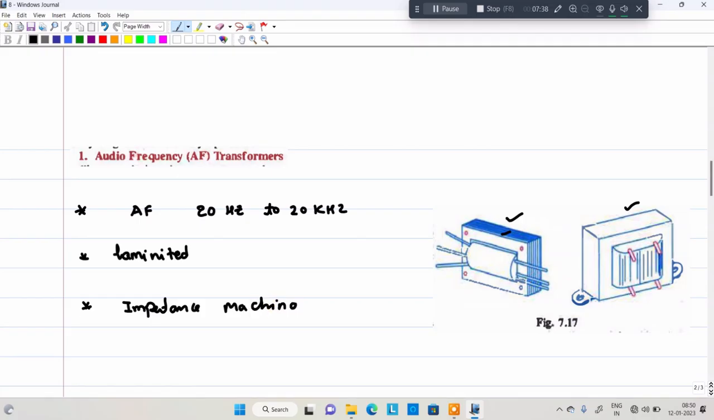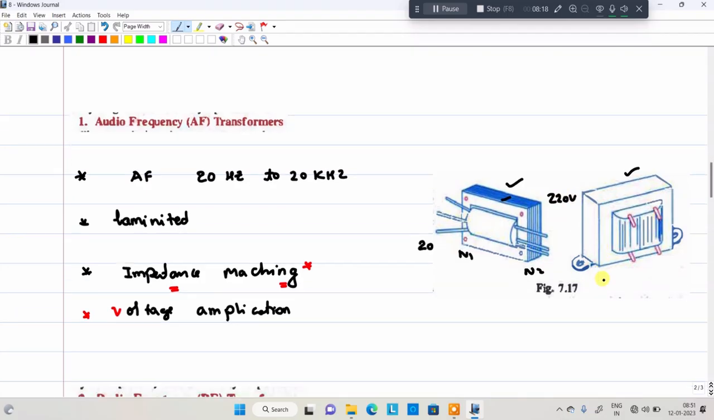I will tell you what exactly impedance matching is in the last part of the video, because we have a separate topic related to impedance matching. Then another application is amplification, that is voltage amplification. For example, you give 20 volts and want to step up to 220 volts. The voltage increases when the primary has fewer turns and the secondary has more turns. That voltage amplification is possible with the help of this audio frequency transformer.